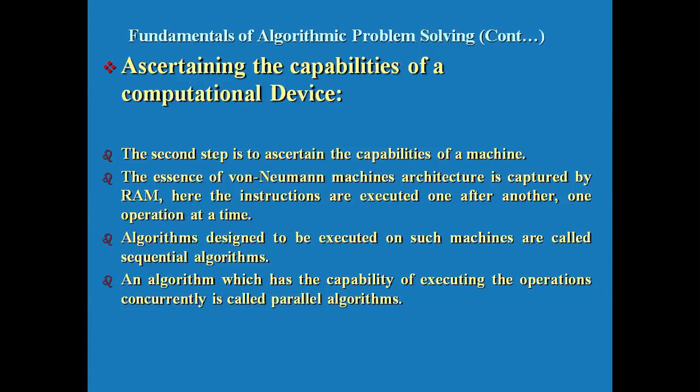The algorithms designed to be executed on such machines are called sequential algorithms. The algorithms that execute on two processors at the same time are called parallel algorithms. So parallel algorithms have the capability of executing the operations concurrently, not sequentially, not one by one.